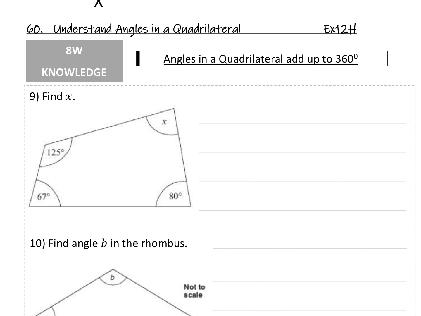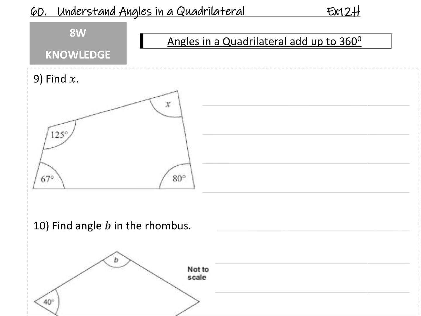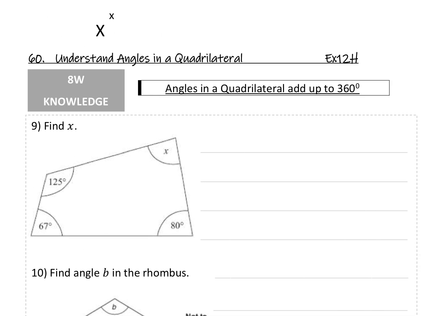Understand angles in a quadrilateral. Pause the video and have a go at example 9 and 10. So before we start, we need to know the fact that angles in a quadrilateral add up to 360.